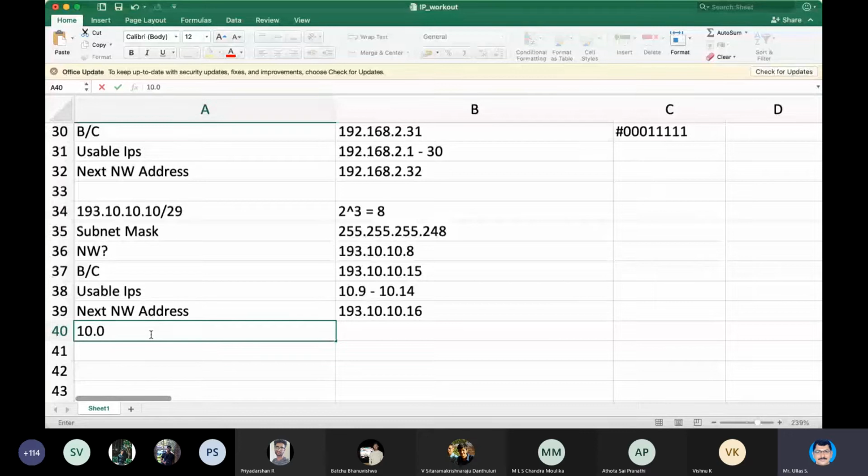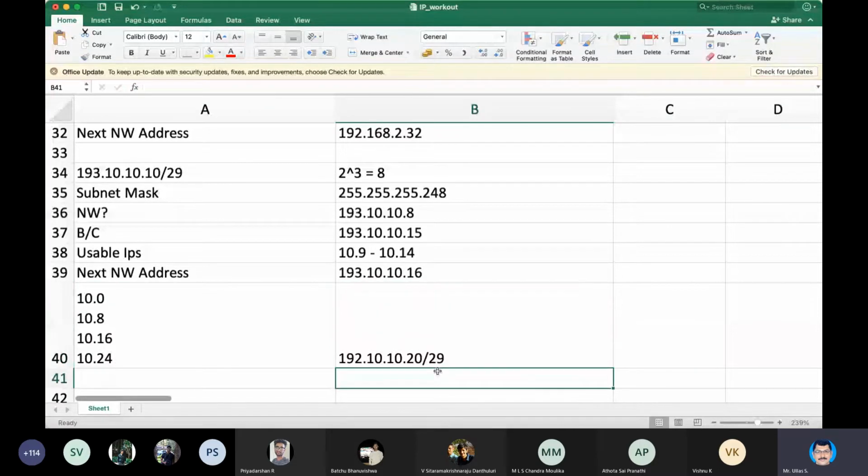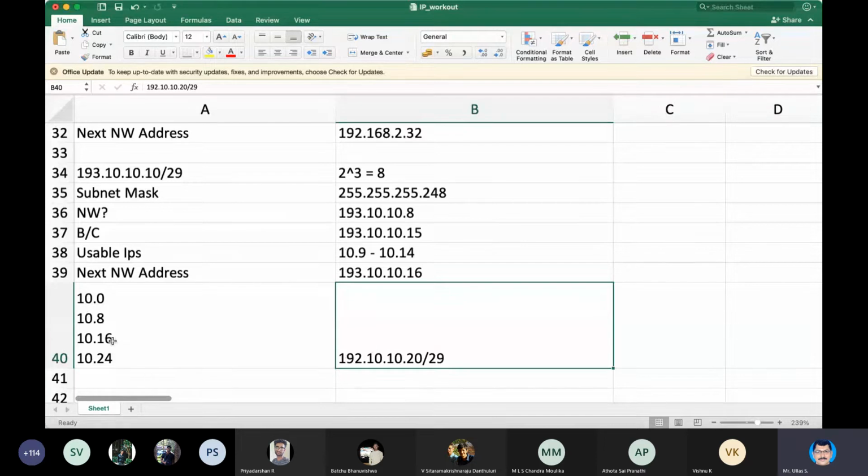So suppose the IP address is given like this, 192.10.10.20, and you are asking me to find the network address, usable IP addresses, etc. What I'll simply do is look in this table for the lowest number just below this. That is 10.16. So 10.16/29 is my network address.